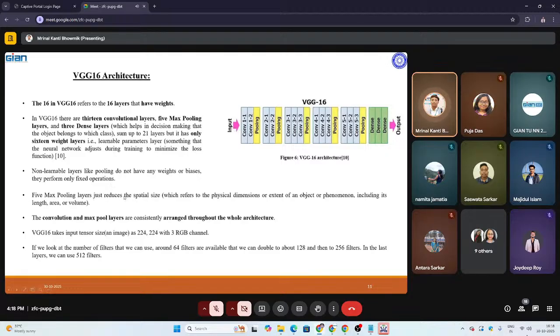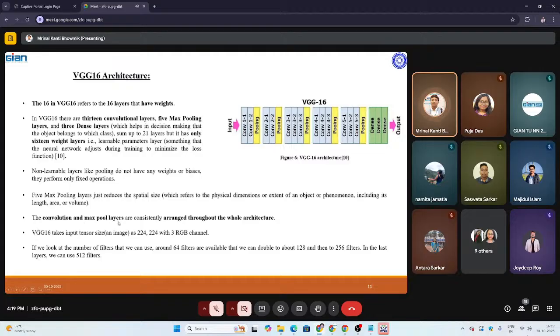Here, the 5 max pooling layers just reduce the spatial size. What is the work of max pooling? It just reduces the spatial size of the image. As I have already explained while going through the VGG16 architecture, the image size reduces. How does it reduce? Because of the pooling operation, it takes the maximum value. I will be explaining that on the next slide. The 5 max pooling layers just reduce the spatial size, which refers to the physical dimensions or extent of an object or phenomenon, including its length, area, or volume.